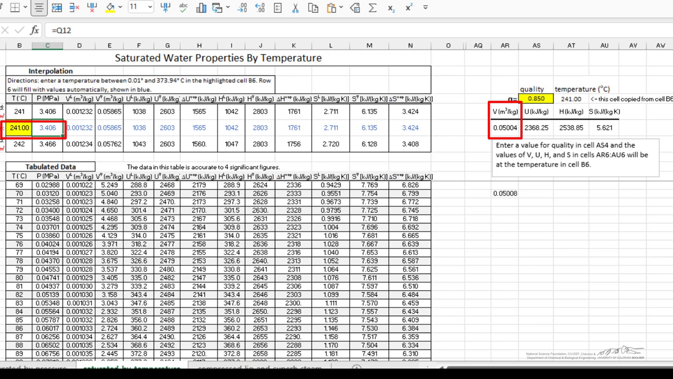So we're at saturation conditions, of course, since we have a vapor-liquid mixture. The steam tables make it very easy to look at this constant volume process.